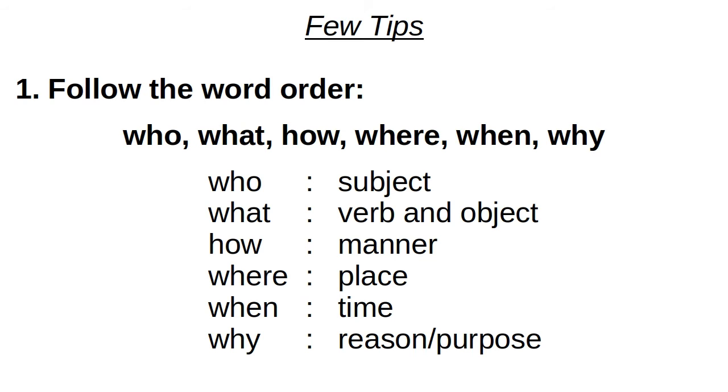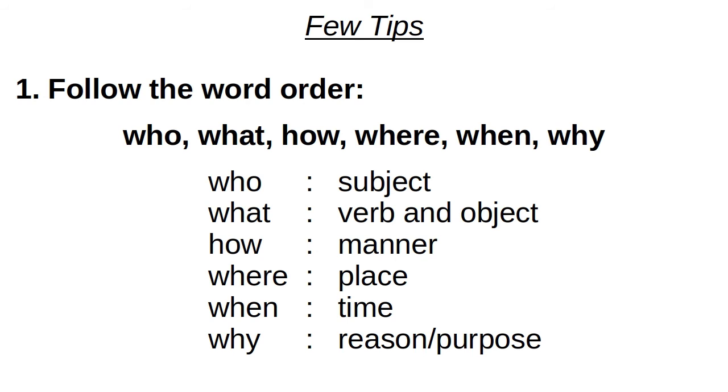So here the sentence is complete. Now you may want to add more information. So you may say how. That is the manner, and place and time. Place is where, time is when. And you may also have a reason. You can say why. An acronym may be SVOMPT. Subject, verb, object, manner, place, time. This is the order that you follow. And you may add why, which is the purpose or the reason.